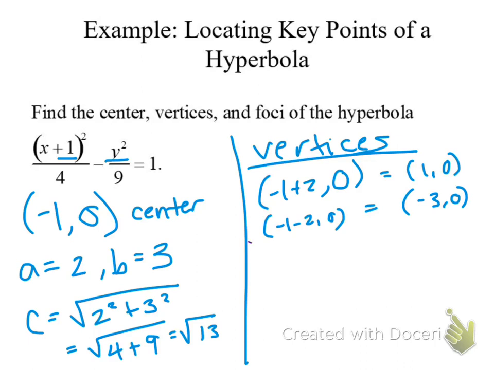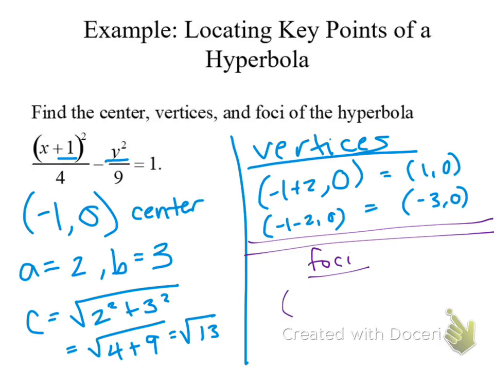Okay, so last but not least, for my foci, I would have the same thing. I'd have -1 plus or minus the square root of 13, and then I have a 0. So that's going to depend on the direction of the problem in your homework and what version of that you're going to need to use. So be careful with it. But that's our video for today.